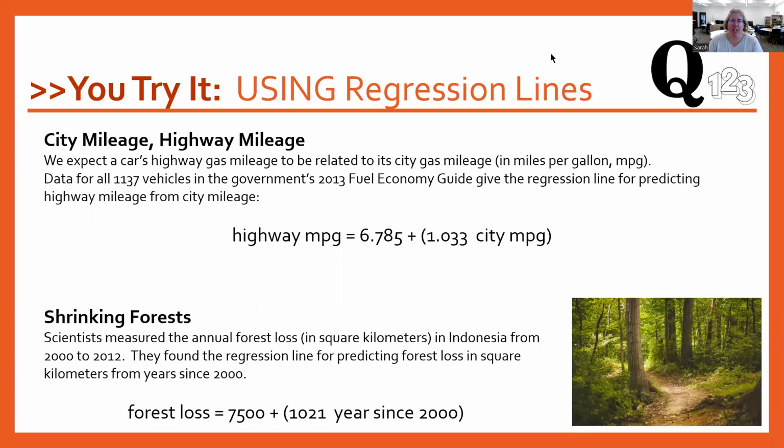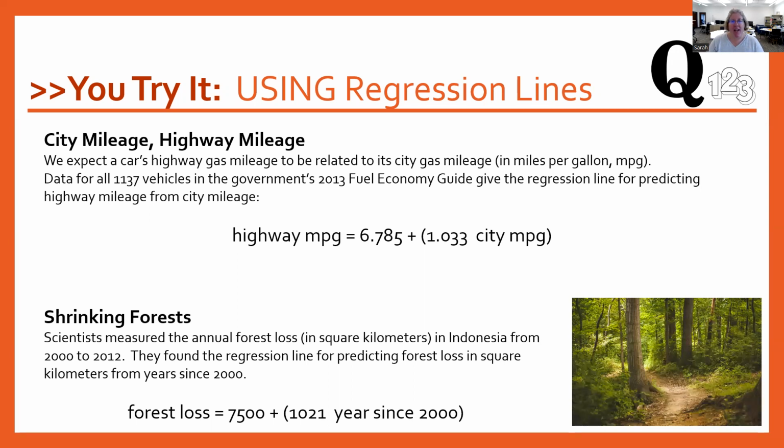Now that we've looked at how to interpret the slope and intercept in context, let's go ahead and practice that skill. So our first example relates the miles per gallon you would get in the city in your vehicle versus the miles per gallon you get when you're doing highway driving. Usually with highway driving, you get better miles per gallon. And so we have a formula here. The highway miles per gallon is equal to 6.785 plus 1.033 times the city miles per gallon.